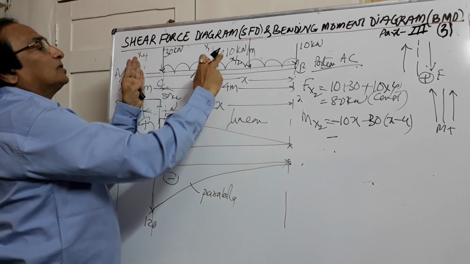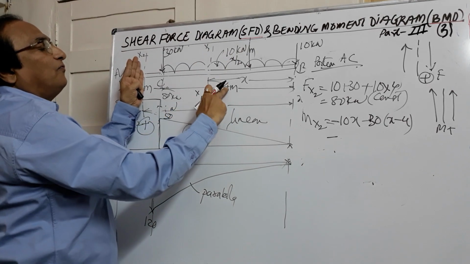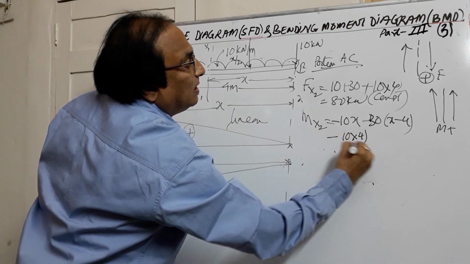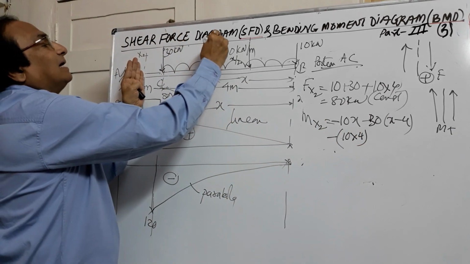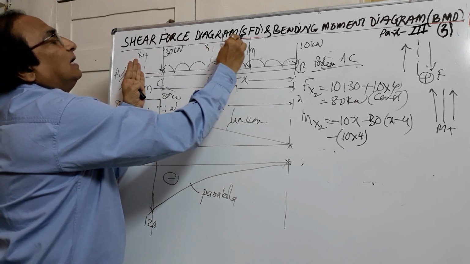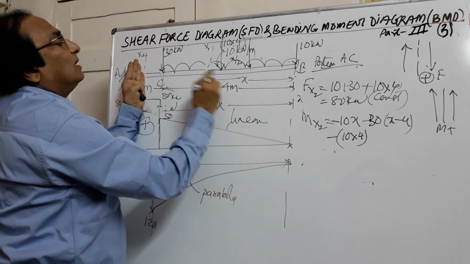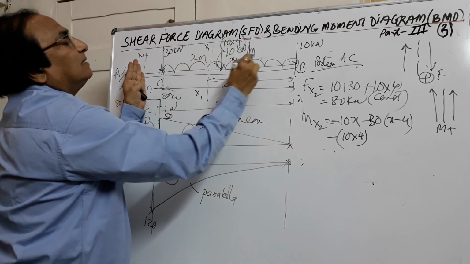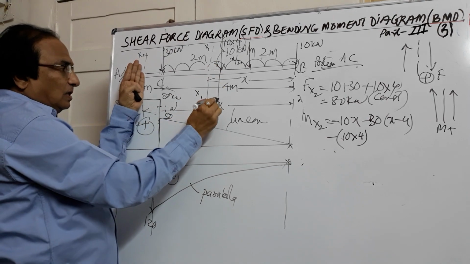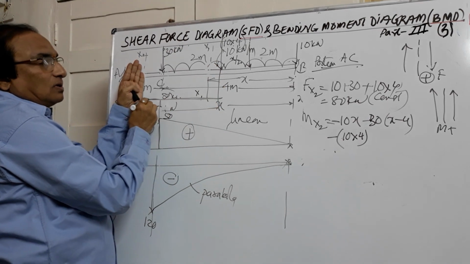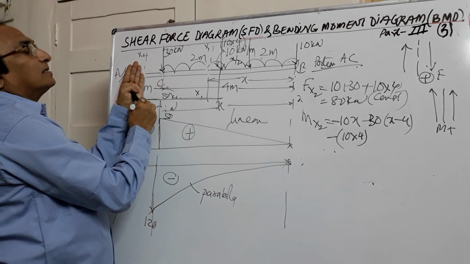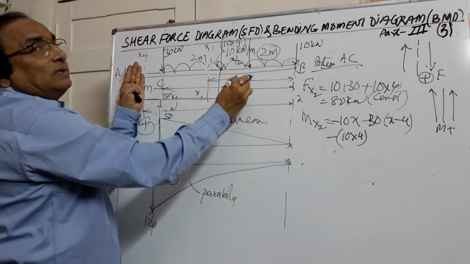UDL is out of the section. Total UDL is 10 into 4. Where will it act? It will act at the center. So this total load is 10 into 4, acting at the center of the UDL, which means this is 2 meters and this is 2 meters. But I want the distance of the UDL from the section. This distance I want. So what will be this distance? Total distance is x minus this 2 meters.